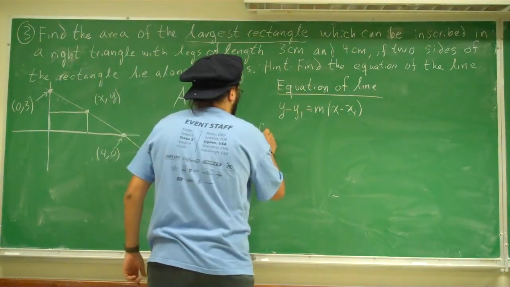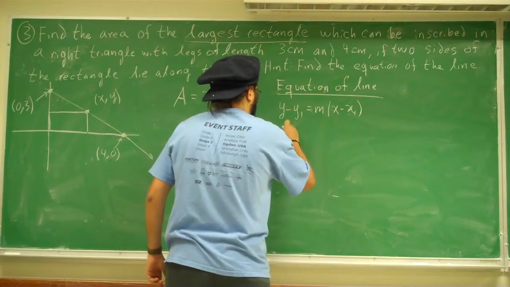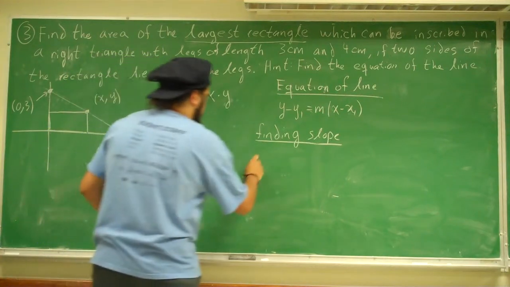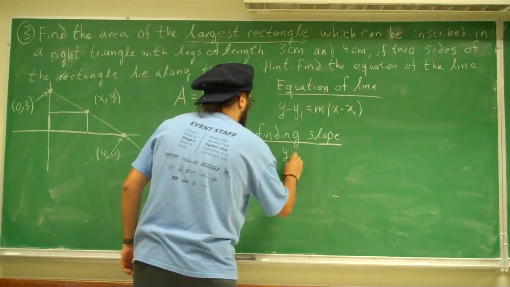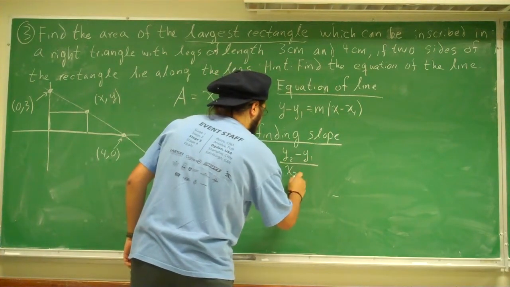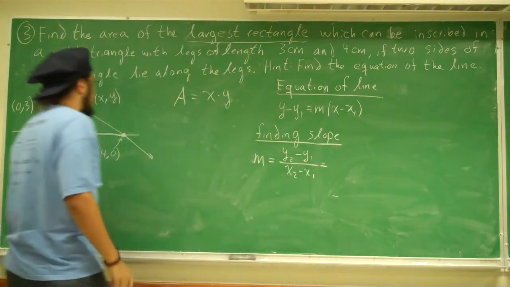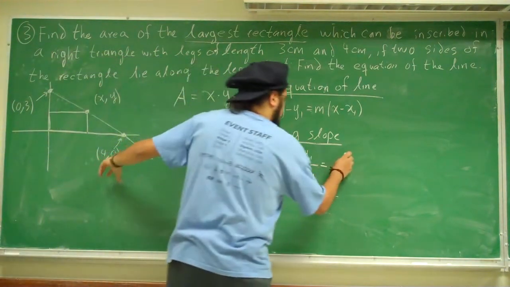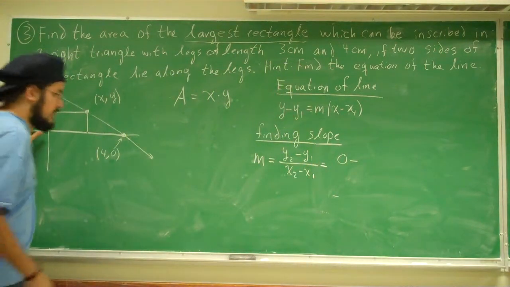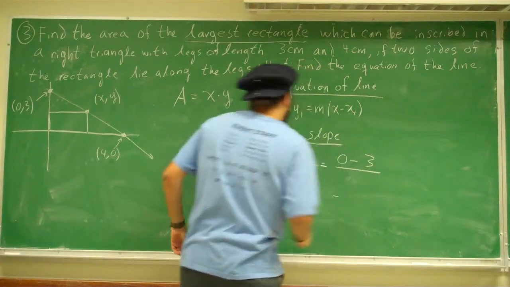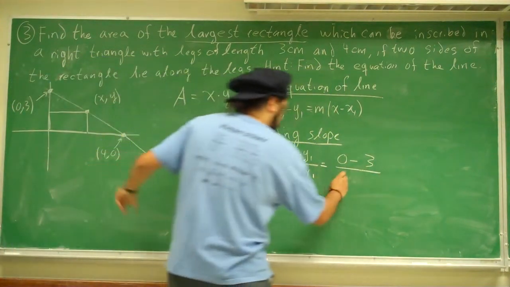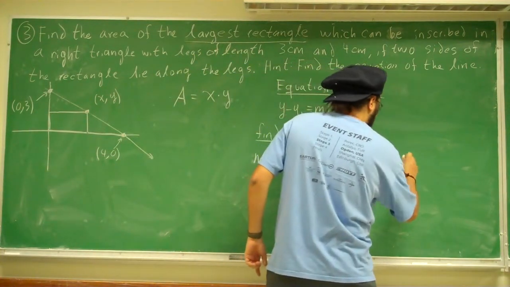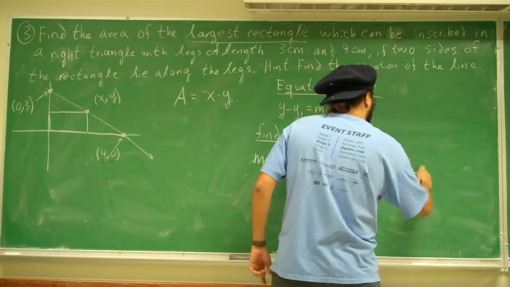Finding the slope. Okay, so let's find the slope. The slope m is equal to (y2 minus y1) divided by (x2 minus x1). So y2 is 0, minus y1, which is 3, divided by x2, which is 4, minus x1, which is 0. Therefore, the slope is minus 3/4.